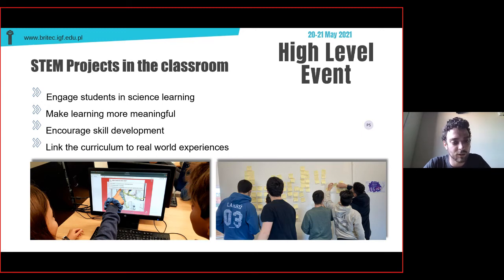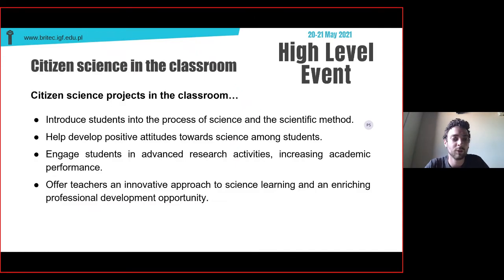We will also encourage skill development, mainly through inquiry-based learning and these kinds of strategies. And last but not least, we will link the curriculum to real-world experiences, which is really important for students. They need to see that what they are learning in the classroom is connected to their everyday life. So these were some of the reasons why I would suggest using STEM projects as a good strategy for science learning. And why citizen science projects?